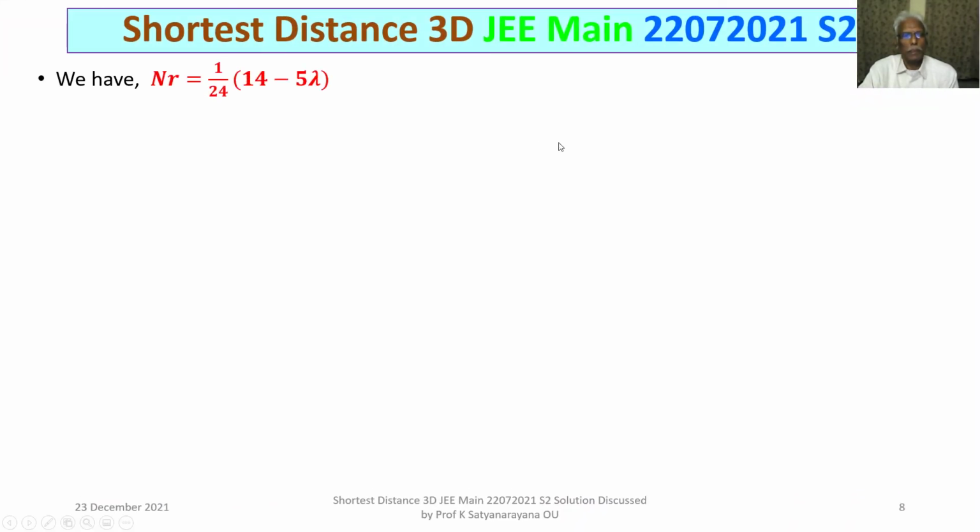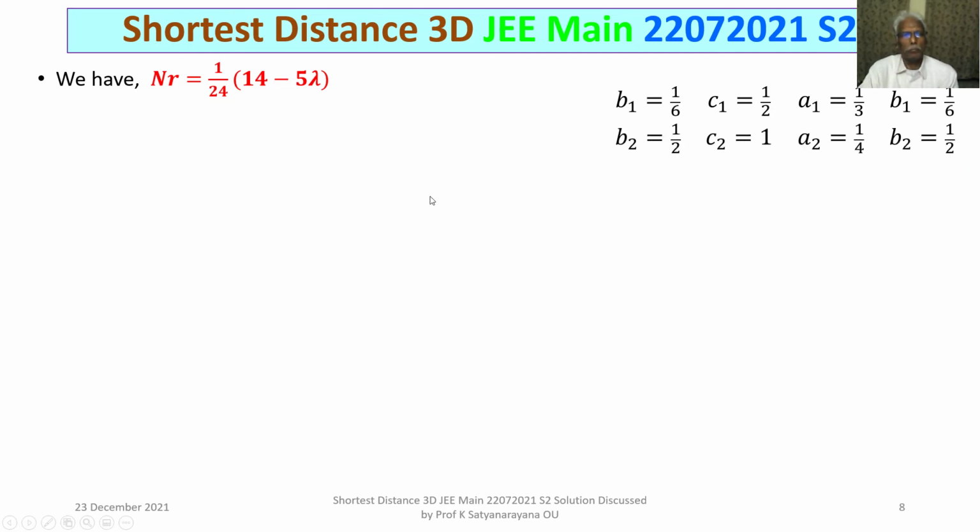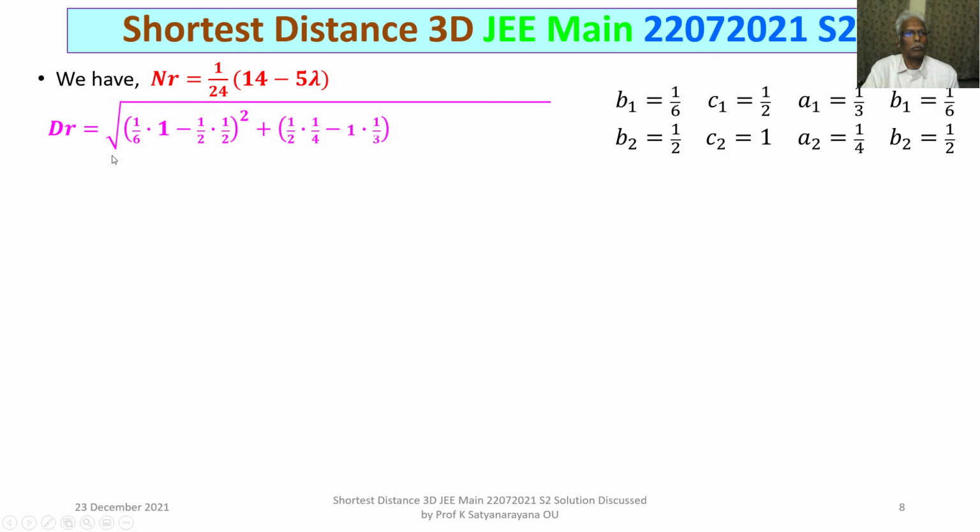We now compute the denominator. To compute the denominator, we have a1, b1, c1, a2, b2, c2, and we cross multiply, and then write that denominator, that is equal to the square root of the sum of (b1 c2 minus b2 c1) whole square. So we get this one, and we take out 1 by 6 and 1 by 4, 1 by 6 into 1 by 4 from each bracket, common.